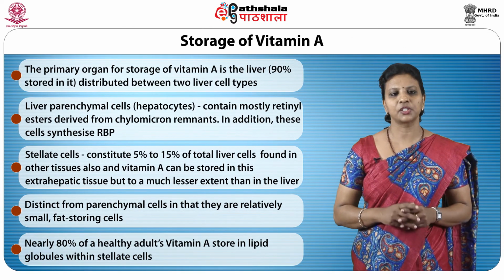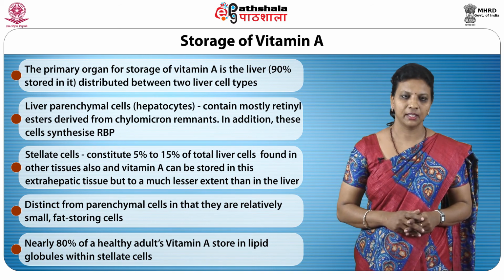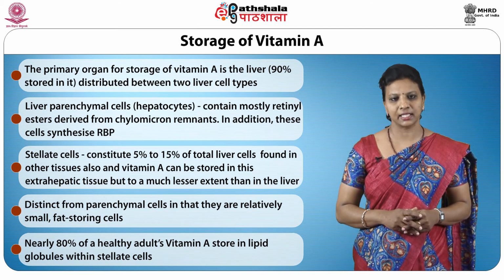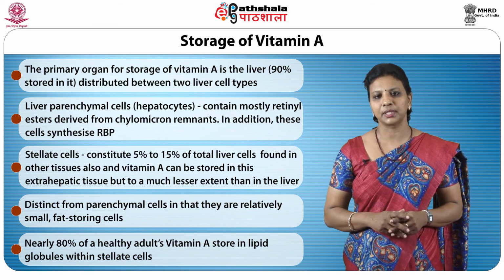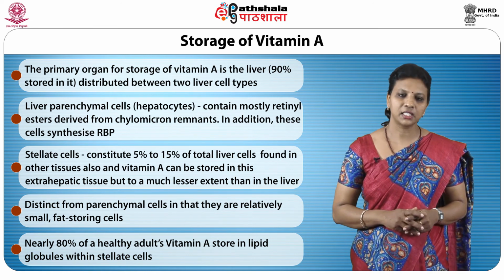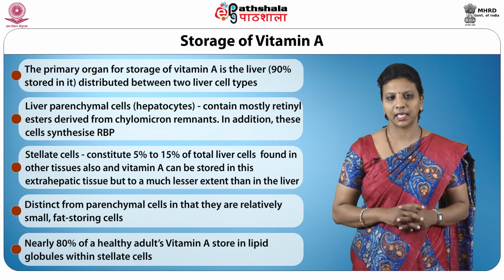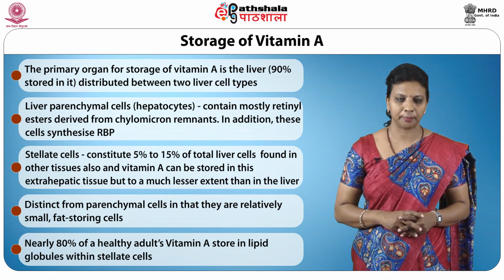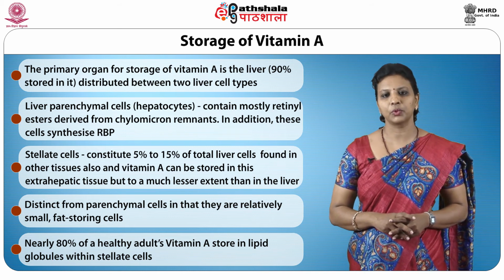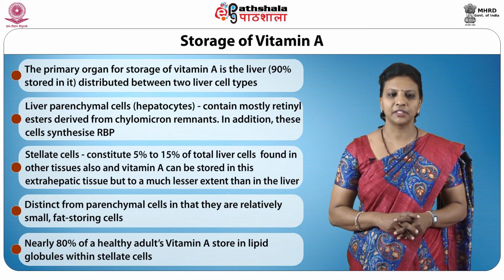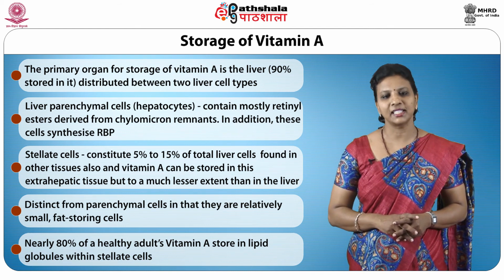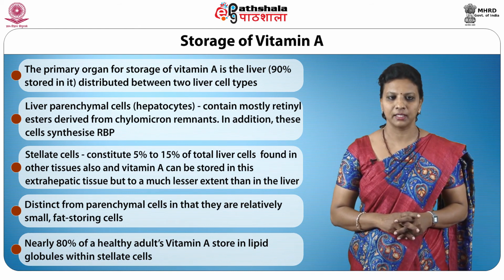Now, we shall see the storage of vitamin A. The primary organ for storage of vitamin A is the liver, with more than 90% being stored in it, distributed between two cell types. Liver parenchymal cells, referred to as hepatocytes, contain mostly retinyl esters derived from chylomicron remnants. In addition, these cells synthesize RBP.